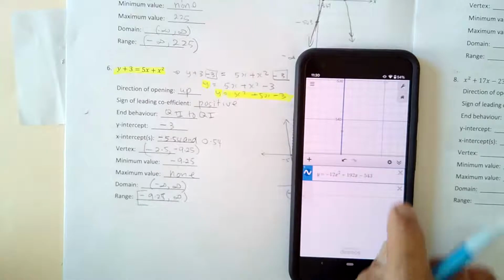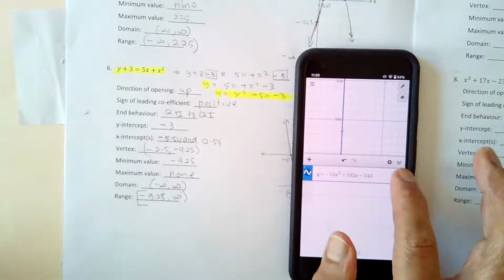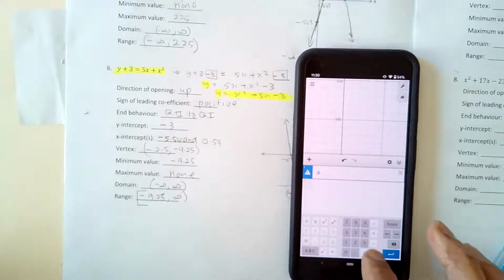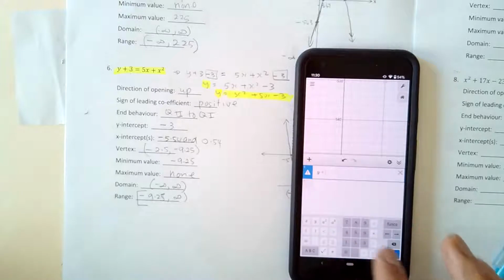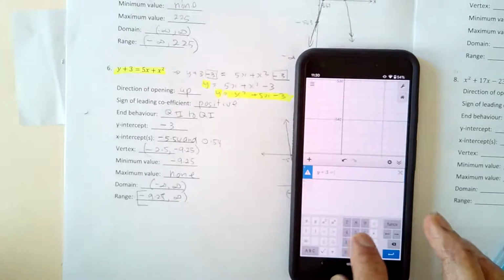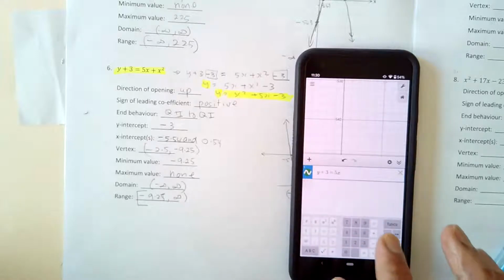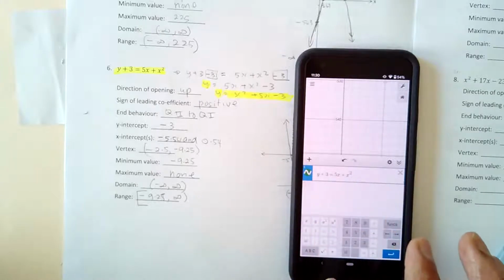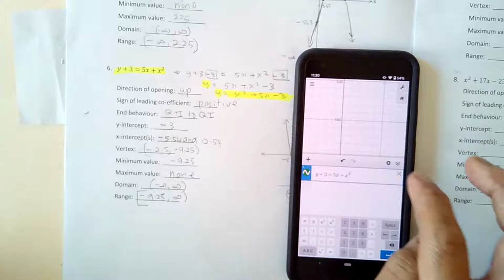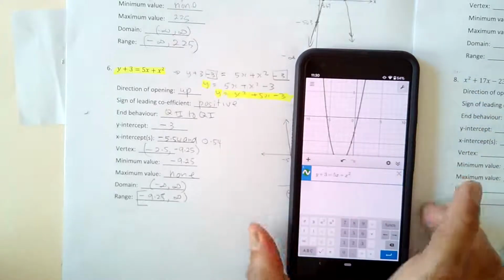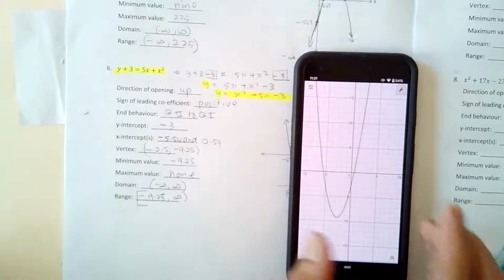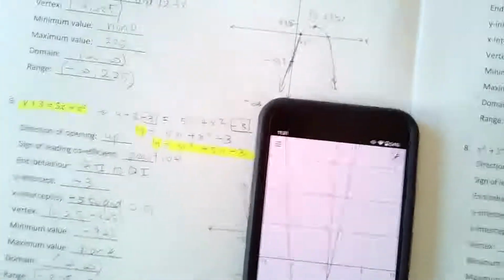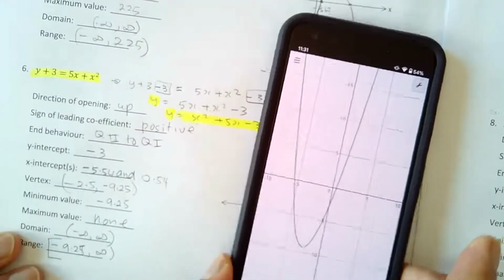So I press my chevron on, and I'm going to change that. Now, let's try with Desmos, see what happens. You put y plus 3 equals 5x plus x squared. Okay, and then we'll press the home button, and there's our graph. So with Desmos, you do not have to change the form, but with the graphing calculator you do. It's just the way it's designed, unfortunately.